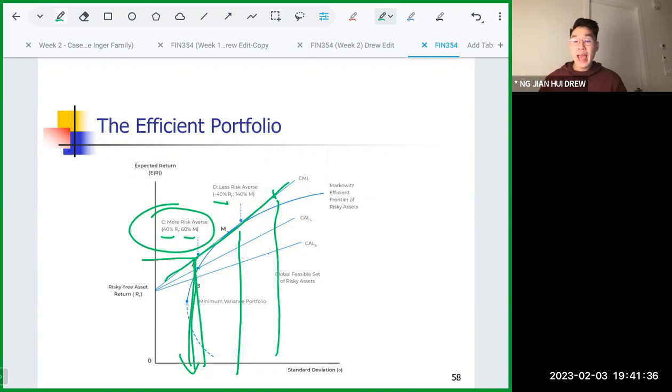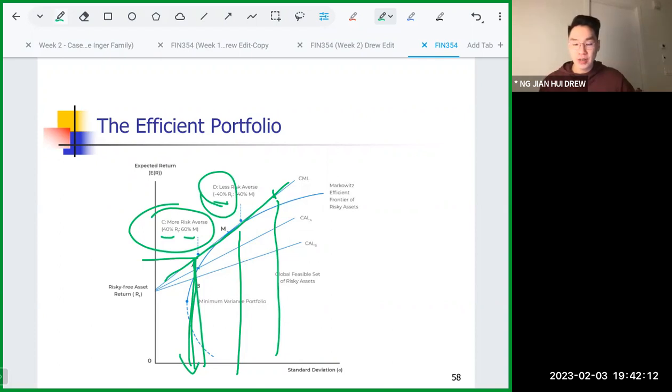But if you are a very aggressive investor, what do you do? What is this negative 40% RF? Anyone knows what is negative? What does negative mean? Yeah, so the question is, what does this negative RF mean? Anyone has any idea? No idea? Okay, no worries. A negative RF means what?